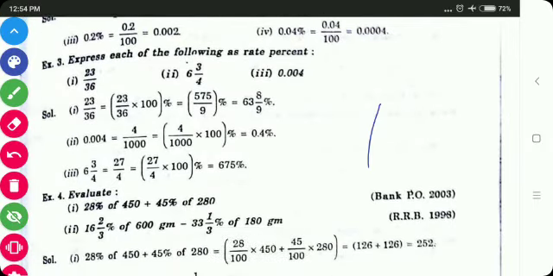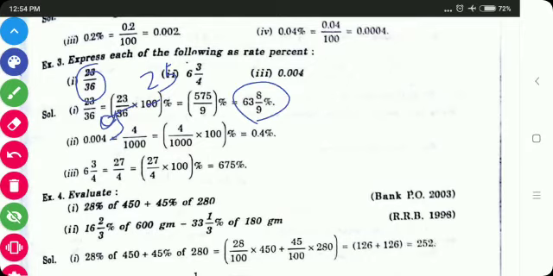Next, third problem is express each of the following as rate percent. So we have to convert it into percent, and this is the fraction. If we want to convert the fraction into percent, then we have to multiply it by 100. So 23 divided by 36 is equal to 23 divided by 36 into 100. So 25 into 23 is 575 divided by 9. So it is 63 and 8/9%.